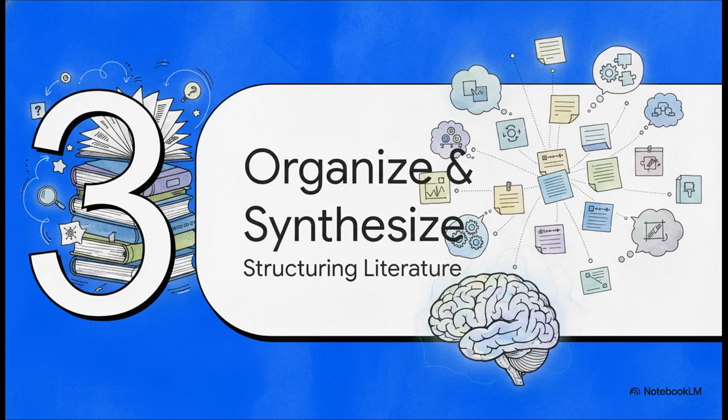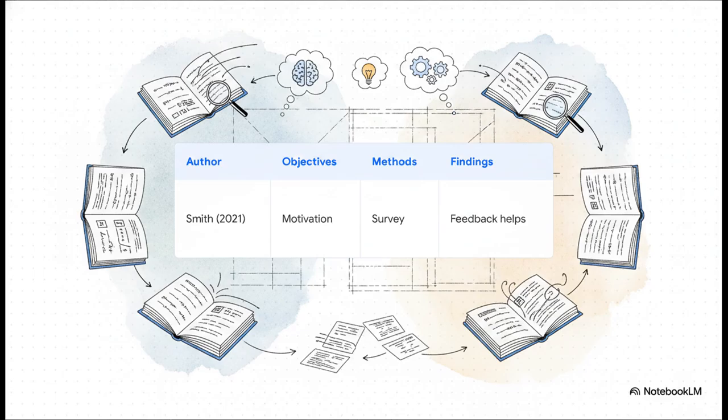This is where the magic really starts to happen. I highly recommend using a literature matrix. This is the ultimate architectural tool for organizing your notes, and frankly, it's a real game changer. Instead of casually reading a paper and then forgetting what you read 2 days later, you actively extract the vital information into a spreadsheet. For instance, you'd note that a 2021 study by Smith had an objective of measuring motivation, their method was a survey, and their key finding was that immediate feedback helps. You'd also explicitly track that its relevance to your own work is high.